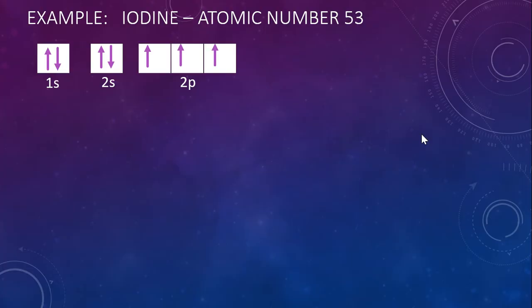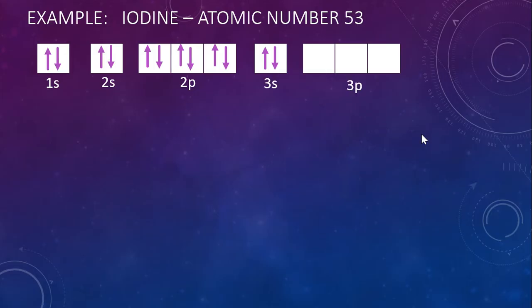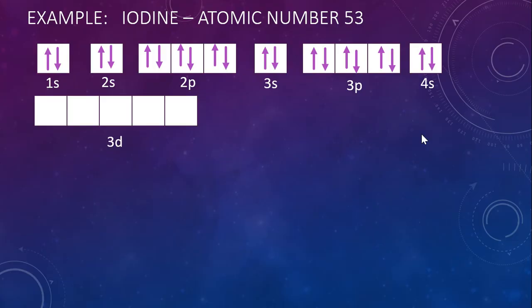2p, there are 6. And next is 2s. 2s, there are 2. After 3s is 3p, and there's 6. Okay, that's 18. I know that because we've done it a couple times. We got tons. After 3p is 4s, and after 4s is 3d. So let's see what we got here.